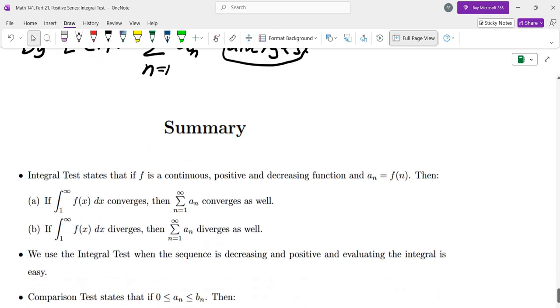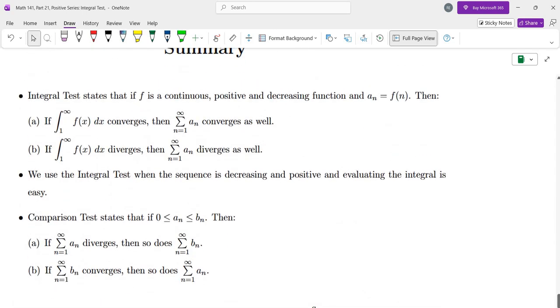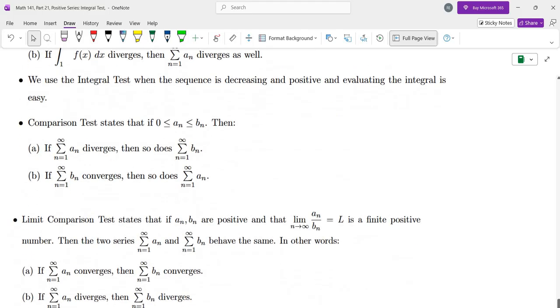Finally, we're going to summarize what we did in this video. We talked about essentially 3 different tests. The first one was the integral test that tells us if you have a function that is continuous, positive, and decreasing, then if the integral converges, then the series converges. If the integral diverges, then the series diverges as well. We use the integral test for sequences that are decreasing and positive, and evaluating the integral is easy. We use the comparison test if we have one series that we can compare with another one that is simpler.